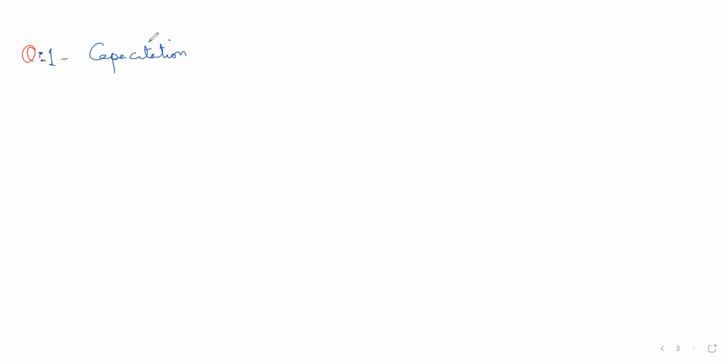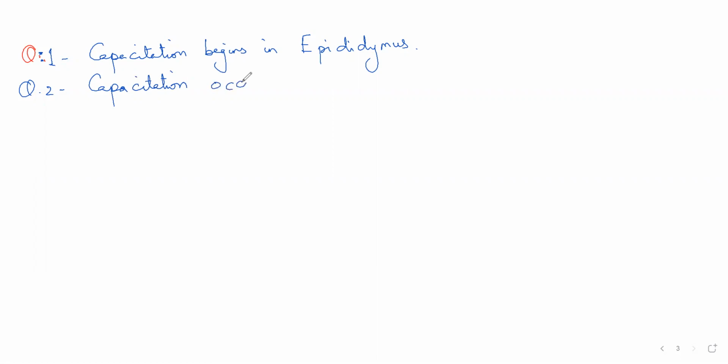Capacitation begins in epididymis. Second question. Capacitation occurs in. Now, when we say occurs in, we actually mean completion. It occurs in the female reproductive tract.